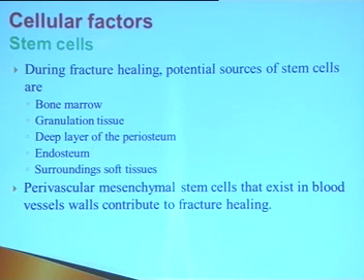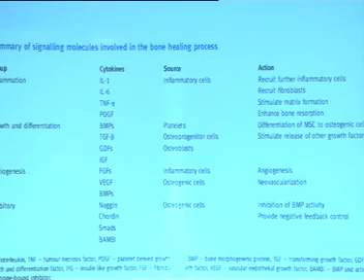Among cellular factors, the main cells are stem cells, and it has been seen that during fracture healing these stem cells have a role, and they are produced by bone marrow, granulation tissue, the deep layer of periosteum, endosteum, and surrounding soft tissues also. Perivascular mesenchymal stem cells that exist in blood vessel walls also contribute to fracture healing. So stem cells from any of these places can be made active, and they can help in fracture healing.